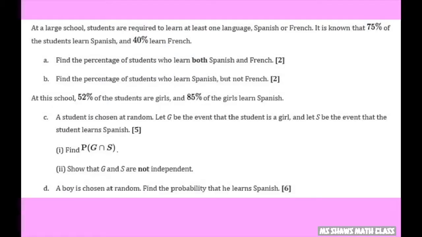Hi everyone. At a large school, students are required to learn at least one language, Spanish or French. So it is known that 75% of the students learn Spanish and 40% learn French. So we're going to find these probabilities.